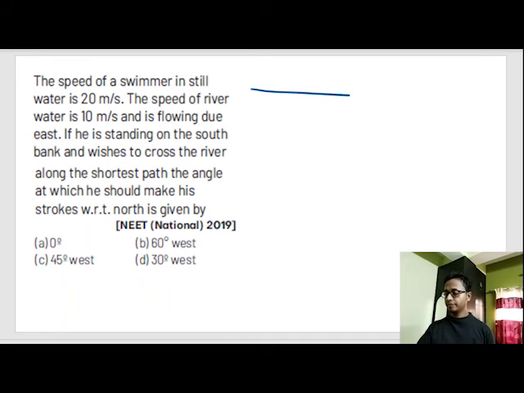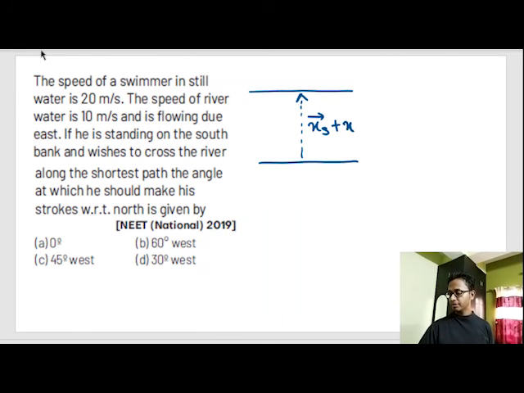there is a river, and he wants to effectively cross in a straight line. So the displacement of swimmer plus displacement of river should be a straight line. So the swimmer should move towards the left, so he can cancel out the effect of the river. So this is the displacement of swimmer. Therefore this is the displacement of river.